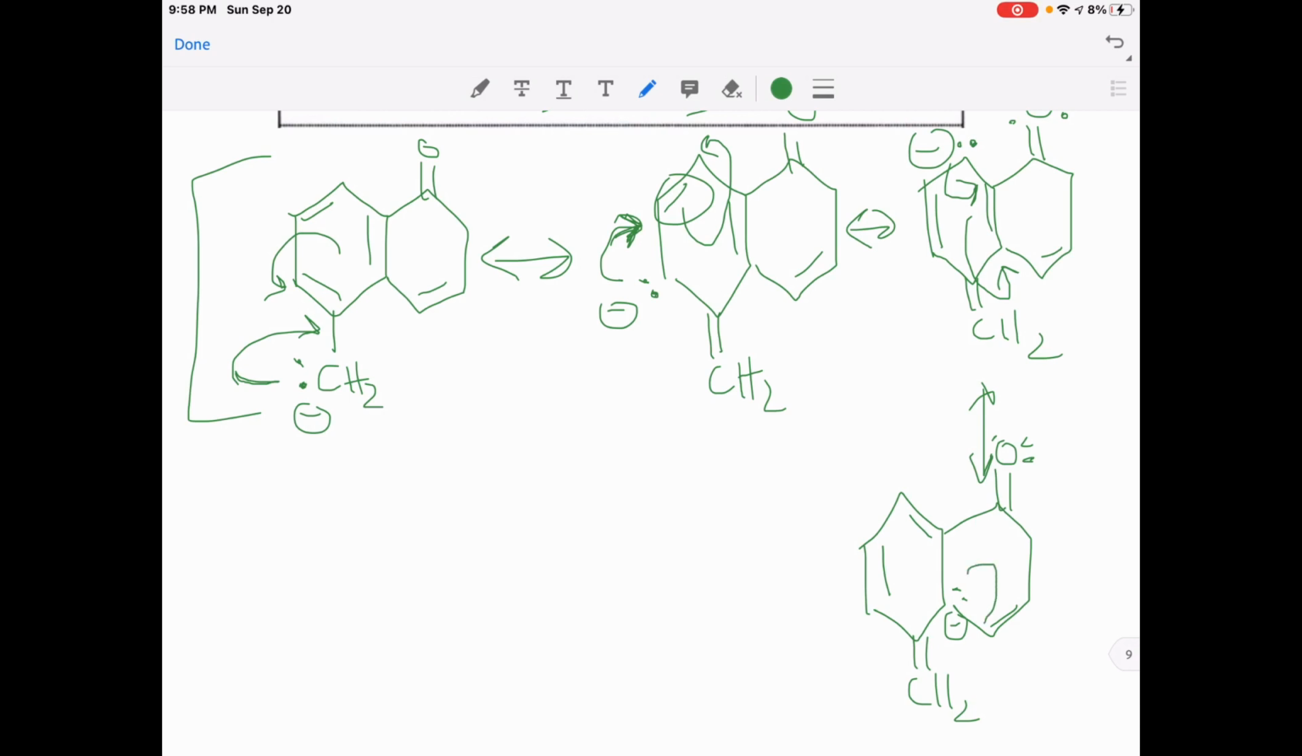We can move it down here to form another double bond, and this double bond can move up here to form a negatively charged carbon. And that gives us our final resonance structure.